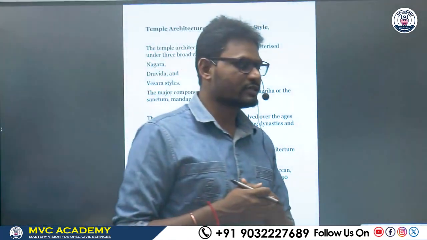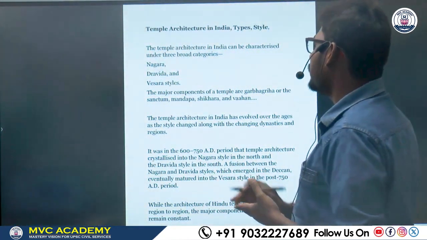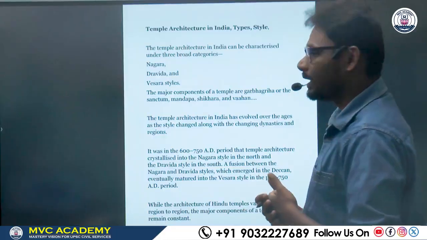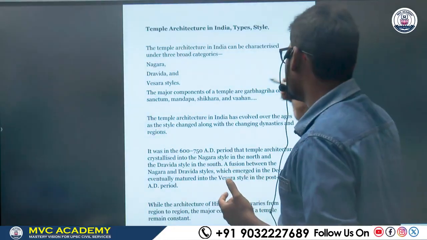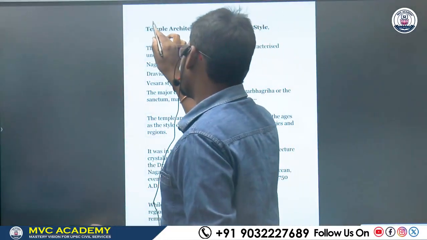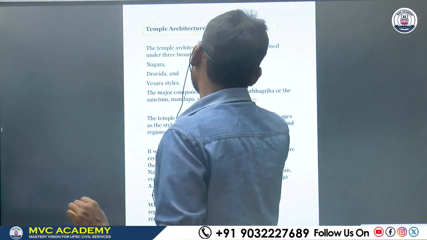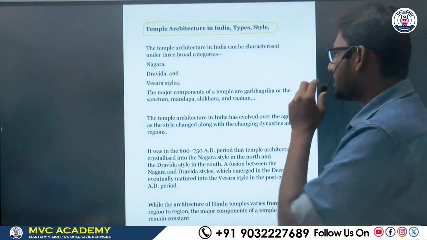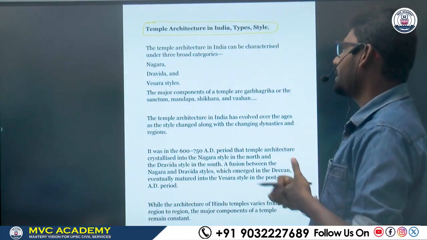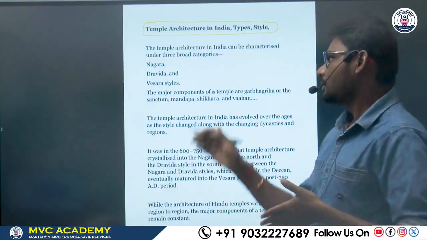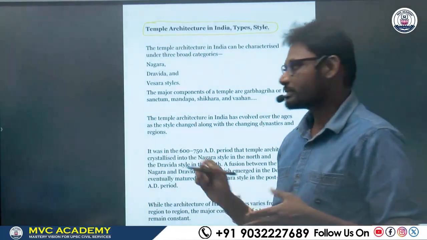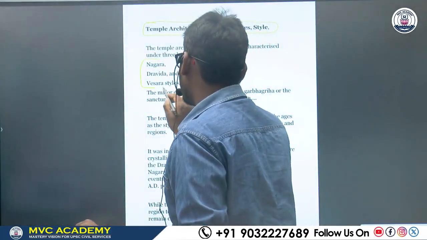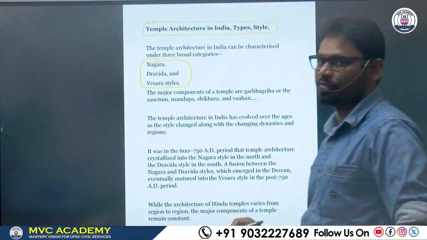So today we are going to discuss temple architecture in India, types and style. Here the concept is temple architecture in India, types and style. The temple architecture in India can be characterized under three broad categories, that is Nagara, Dravida and Vesara.